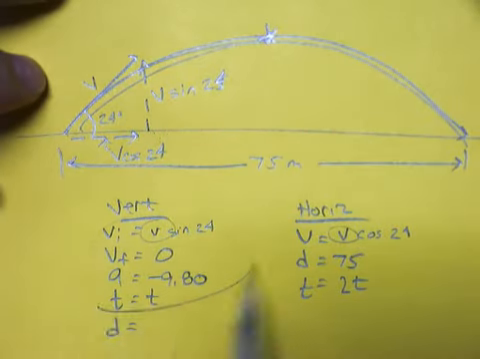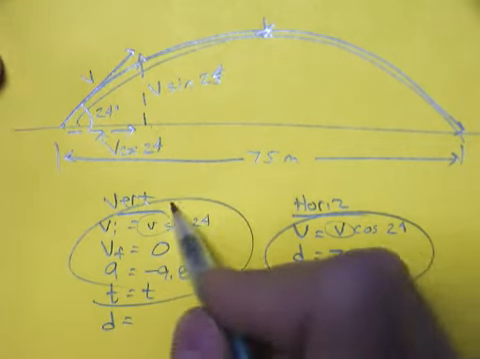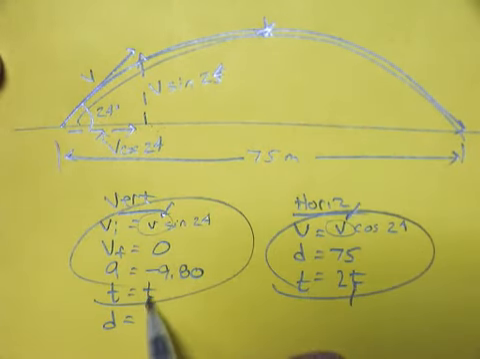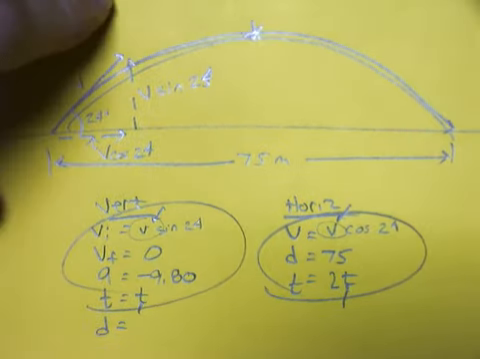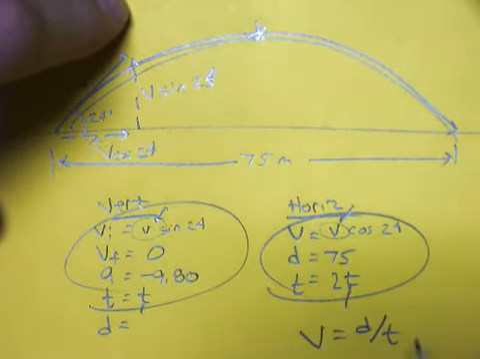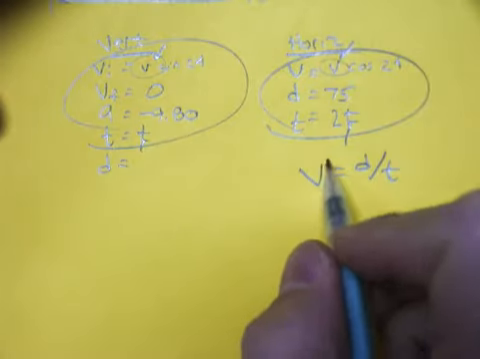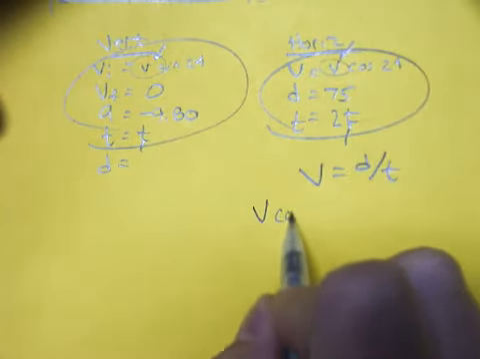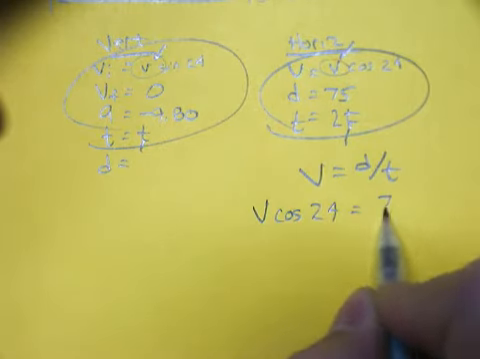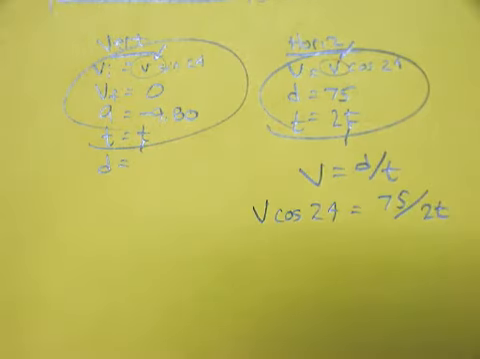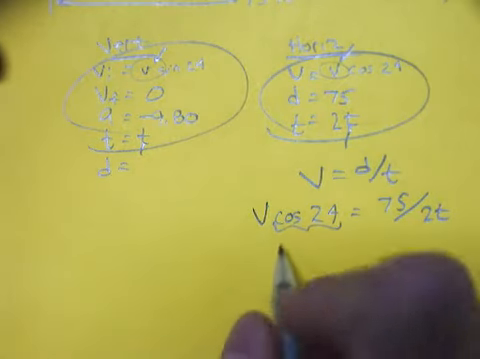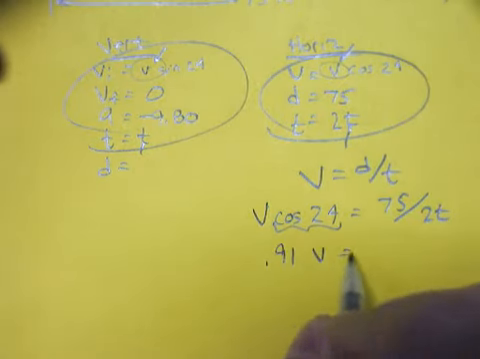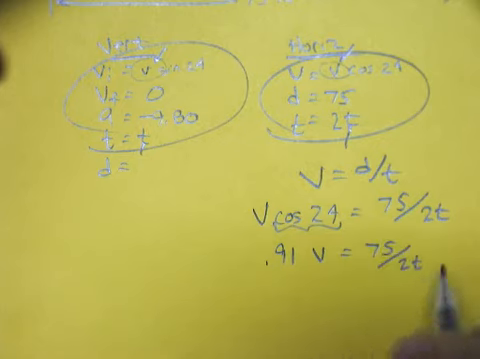So now I have two unknowns. I don't know velocity and I don't know the time. So I've got to make two equations with two unknowns, and I'll get my answer. Over here, velocity equals distance over time. So v cosine 24 equals 75 over 2t. Now, this cosine of 24 is just a number. It's 0.91. So 0.91 v equals 75 divided by 2t.